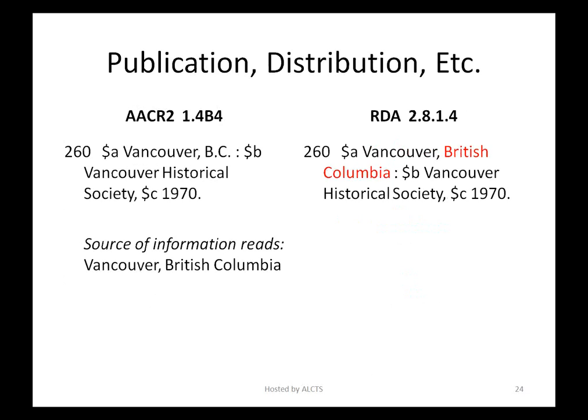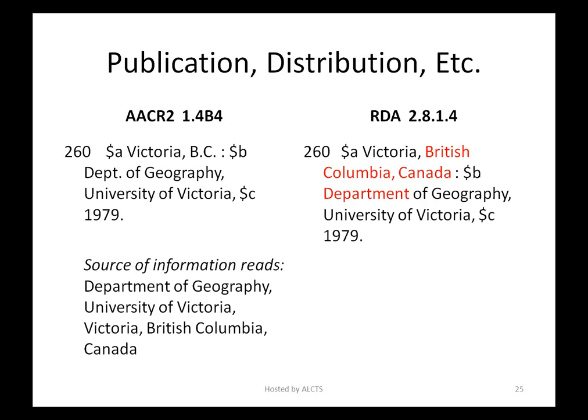Okay, let's move on to publication, distribution, etc. Again, we have abbreviations that we're told to use in AACR2, and in RDA, those abbreviations are not used. So we will record the full form as found on the item, so we're representing the item as it represents itself. So something that says Vancouver, British Columbia will no longer be Vancouver, BC. It will be Vancouver, British Columbia. And the same thing with other words like department, where we will now spell that out.